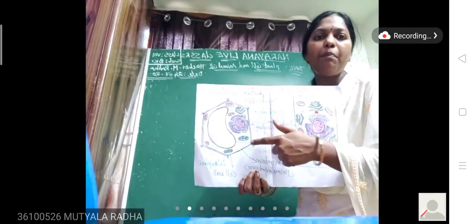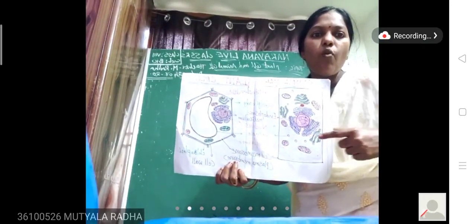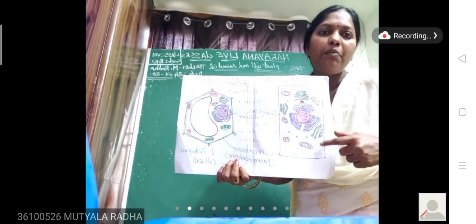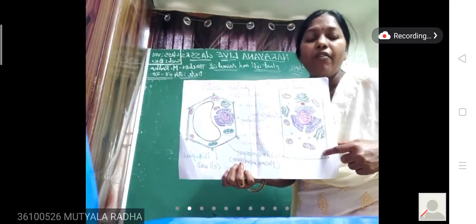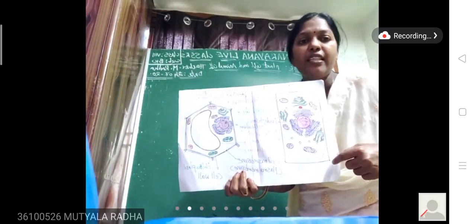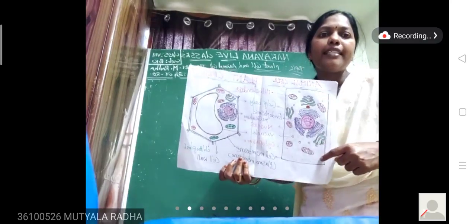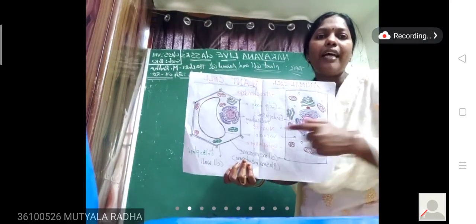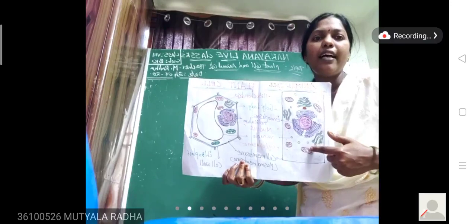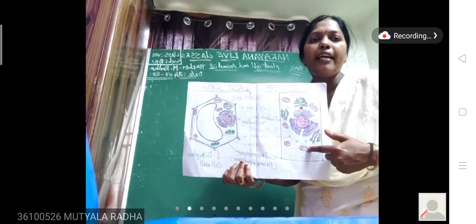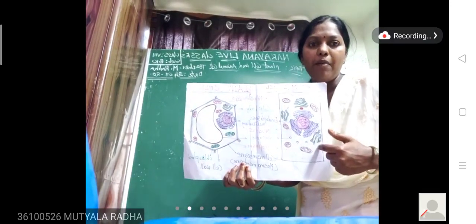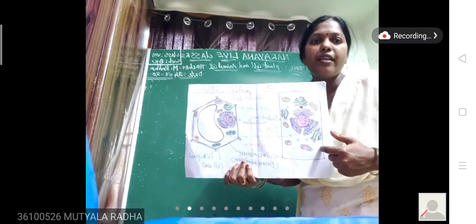So when you compare them, cell wall is present in the plant cell, cell wall is absent in the animal cell. When you check the similarities between them, the cytoplasm of the plant cell and animal cell both are covered by a membrane called the cell membrane. That is the similarity between them.